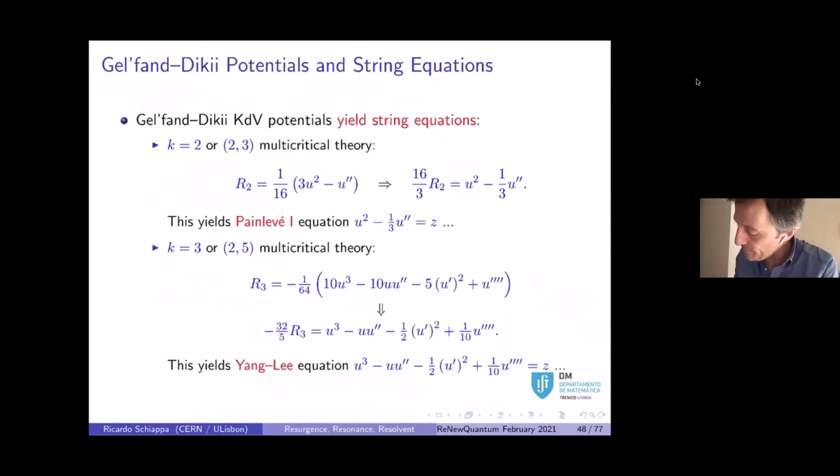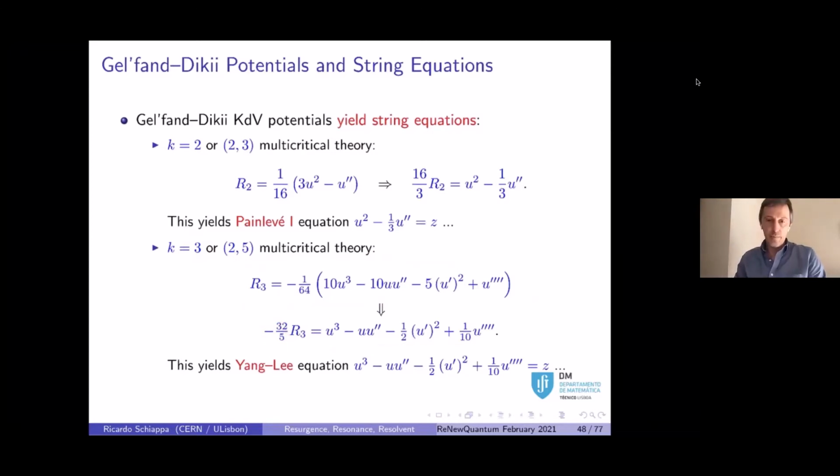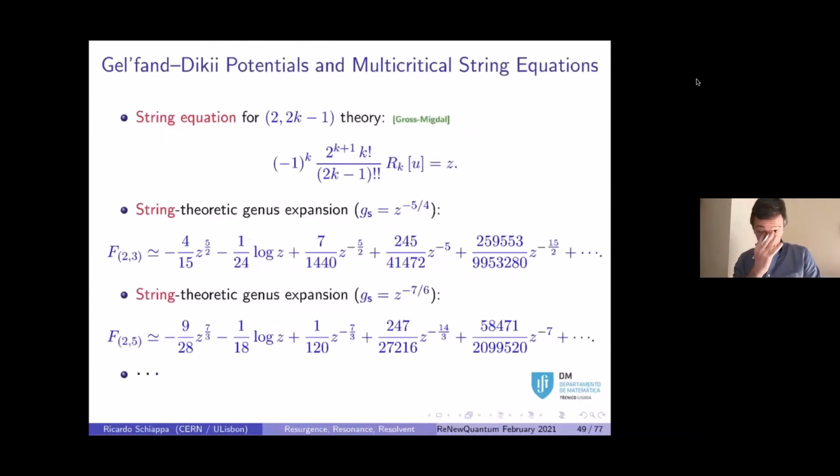So when we look at the first case, k equals 2, then that's the Gelfand-Dickey polynomial that you can compute. And up to a factor, what you get there is the homogeneous side of the Painlevé equation. So you know how to find the string equation of the 2,3 multicritical theory. Remember that we were organizing these theories in (2,2k-1) conformal minimal models. When k is equal to 3, that's the next one, that's what the Gelfand-Dickey polynomial looks like. And up to normalization, you get the homogeneous side of the string equation. And so this is actually something generic that was found back in the 90s, that I can write down for the (2,2k-1) problem. I can write down the string equation.